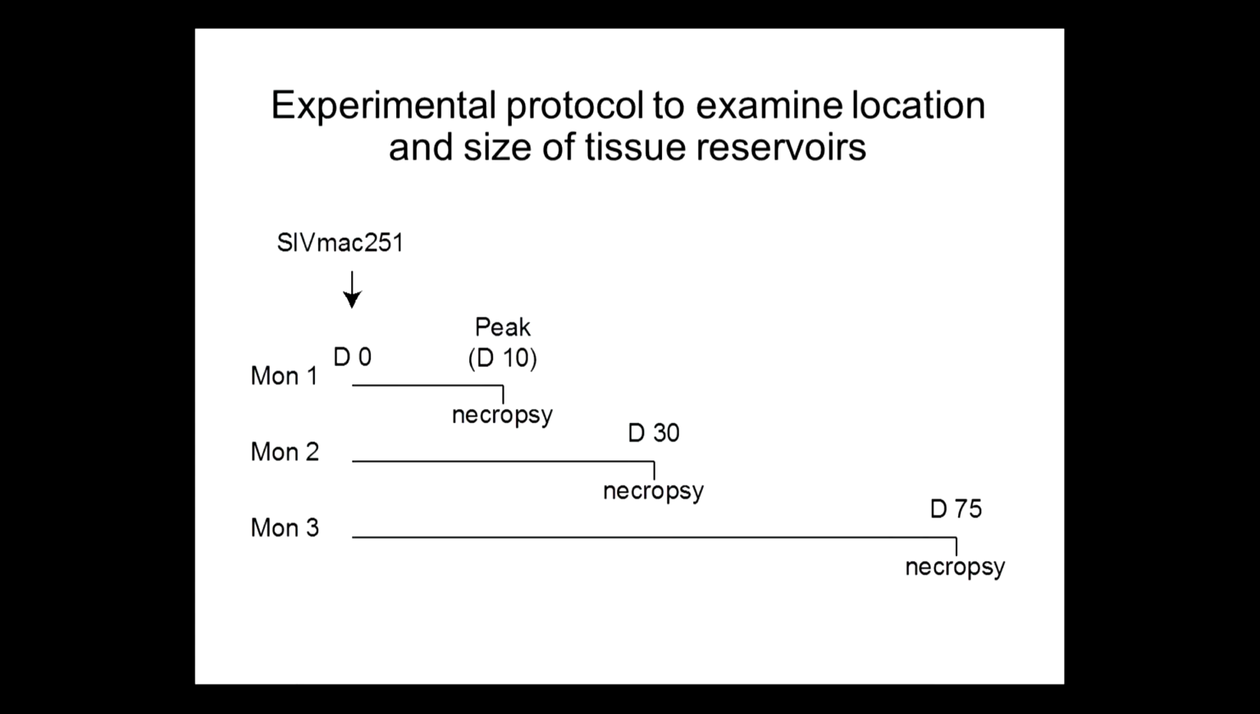All right, well, how much virus is there and where is it exactly? So where are these pockets of infection? Recently we completed an experimental protocol to examine the location and size of tissue reservoirs. In this particular case, we had three monkeys, monkey 1, monkey 2, monkey 3. We infected the monkeys with SIV mac251, so standard stocks of SIV.